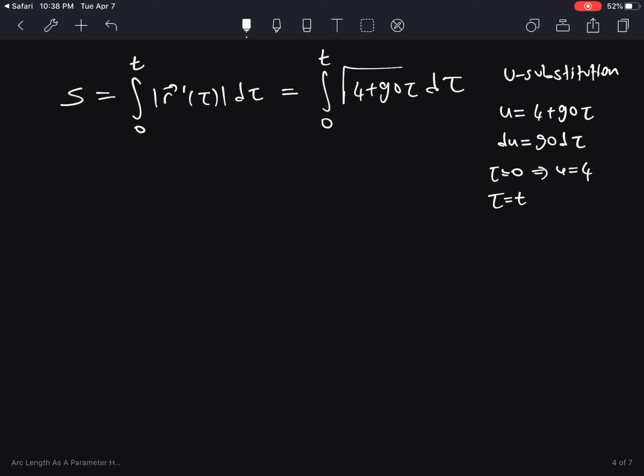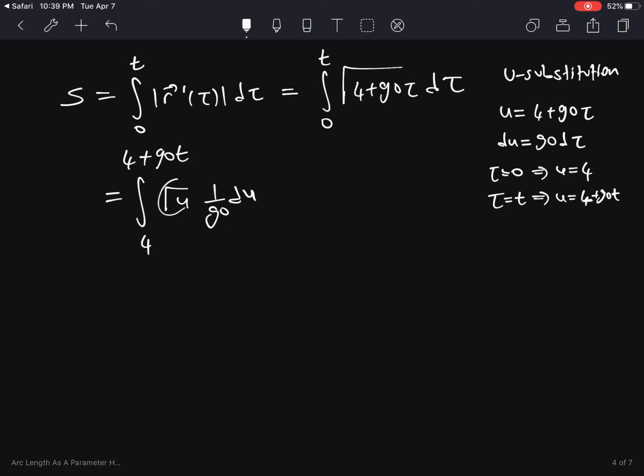Okay, so tau is equal to t, and then we have u equal to 4 plus 90t. So this is going to be from 4, which is the lower boundary when we change this variable, when we do u substitution, and the upper boundary is 4 plus 90t, and then now it's going to be square root of u, 1 over 90 du.